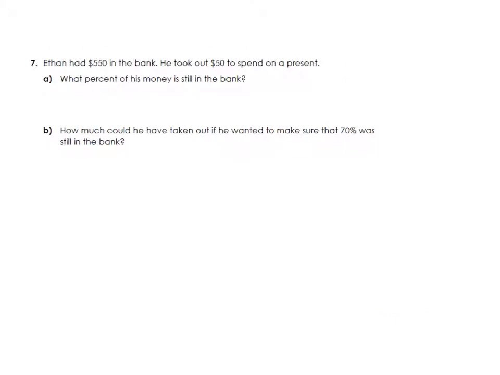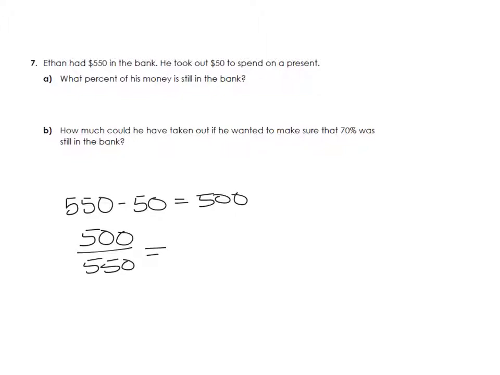Alright, so number 7. Ethan had $550 in the bank. He took out $50 to spend on a present. What percentage of his money is still in the bank? So the first thing you're going to do here is 550, subtract the 50 that he took out, and he now has 500. And the question is, what percent of his money is still in the bank? Well, 500 out of his original 550 is still in the bank. And then you can calculate the percent by dividing 500 by 550, and you will get that 90.9% of his money is still in the bank.